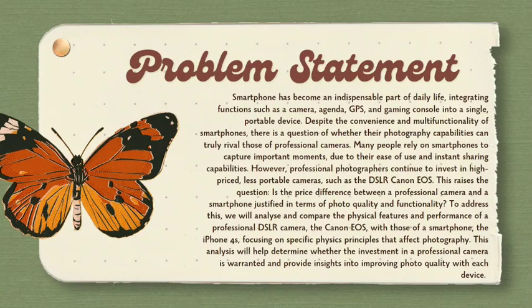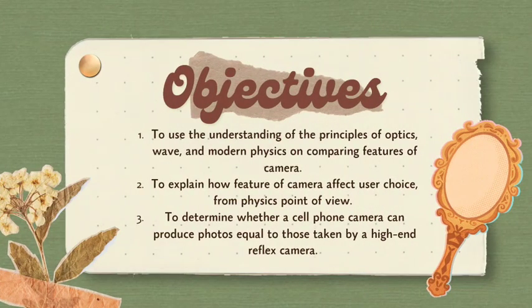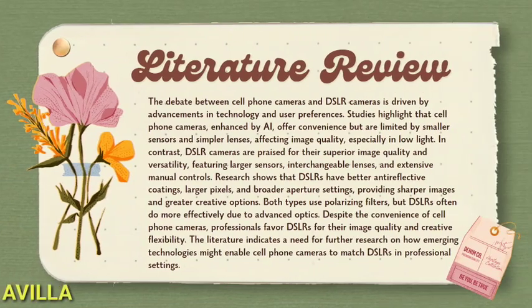The objectives are, first, to use the understanding of principles of optics, wave, and modern physics on comparing features of camera. Second, to explain how features of camera affect user's choice from physics points of view. Third, to determine whether a cell phone camera can produce photos equal to those taken by a high-end reflex camera. Next, I will be explaining the literature review.